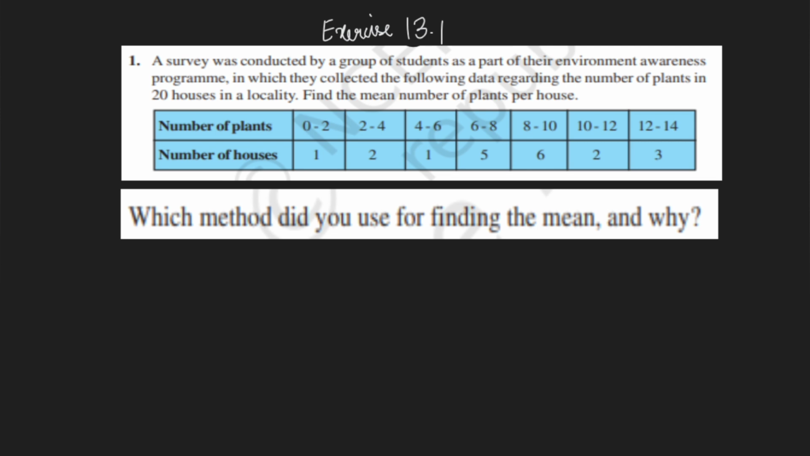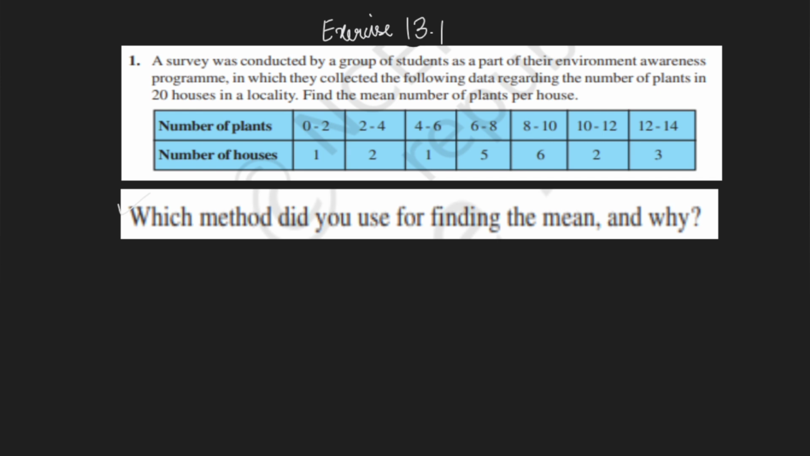So the first question says a survey was conducted by a group of students as a part of their environmental awareness program, in which they collected the following data regarding the number of plants in 20 houses in a locality. You have to find the mean number of plants per house. This is the data given to us, for which we have to find the mean number of plants. It also asks us which method we used for finding the mean.